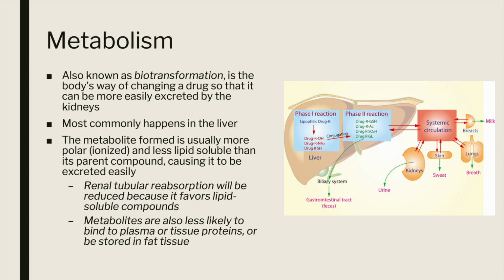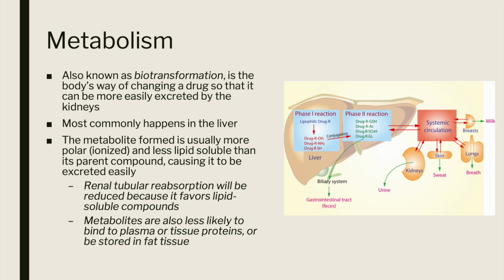All right, metabolism. So again, metabolism, this is also known as biotransformation, and it's taking the drug, changing it, or basically breaking it down so that it can be more easily excreted by the kidneys. Metabolism most commonly happens in the liver. This is where we can just assume most things are going to happen. The metabolite, which is the kind of broken down form of the drug, is usually more polar or ionized. So when the drug breaks down, it becomes more ionized, which again makes this less lipid soluble. So this makes it easier to be excreted as opposed to being reabsorbed.